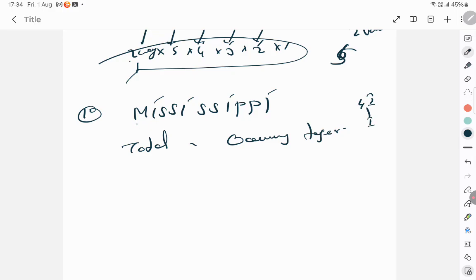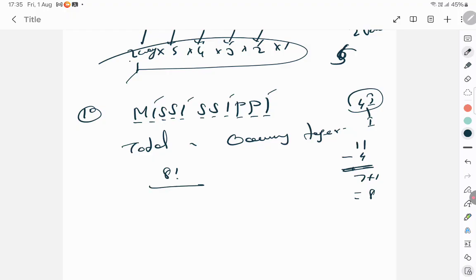So how many letters are there? 1, 2, 3, 4, 5, 6, 7, 8, 9, 10, 11. From 11 you have to subtract 4 and add 1. 11 minus 4 is 7, 7 plus 1 is 8. Because I'm considering all the 4 letters as one letter, removing 4 and adding 1, it becomes an 8-letter word, which will be 8 factorial.